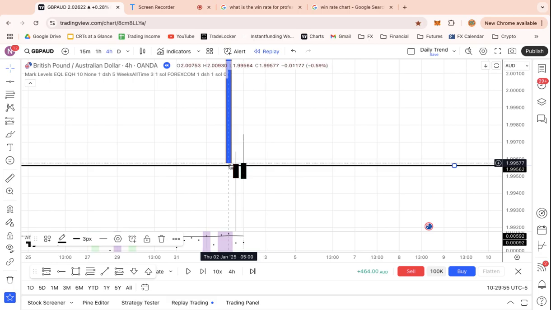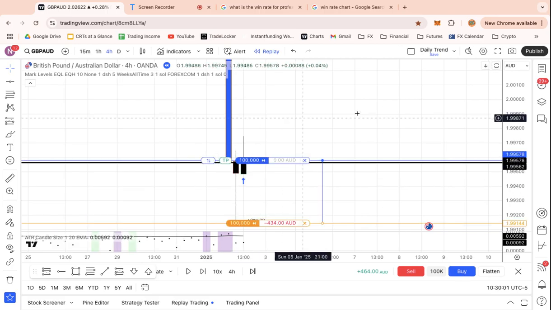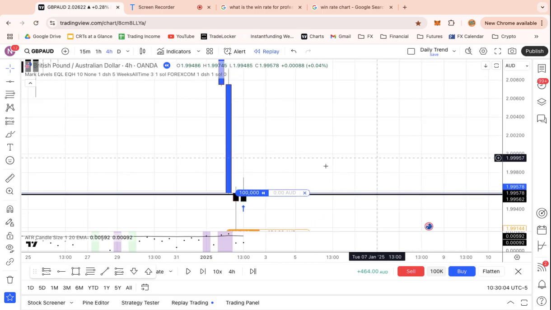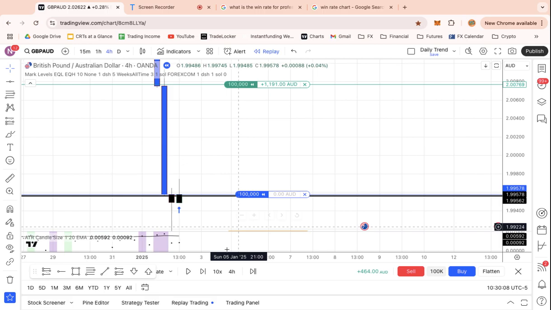This was on Thursday. So we'll go ahead and do the buy there. Stop loss goes below the low. Take profit right about the opening price of that candle. We'll see what happens.